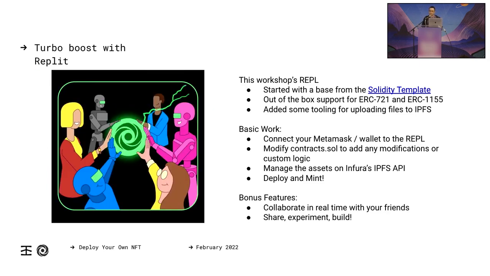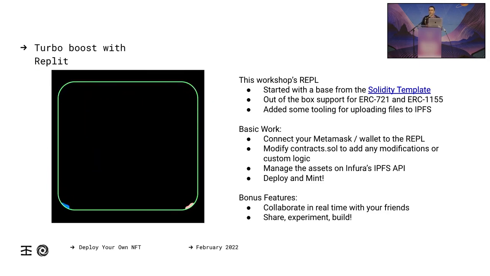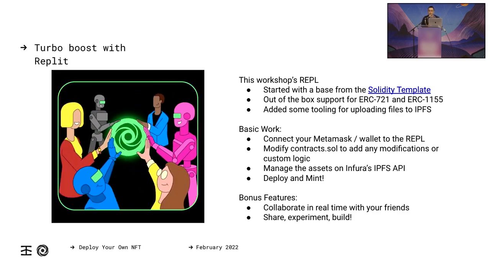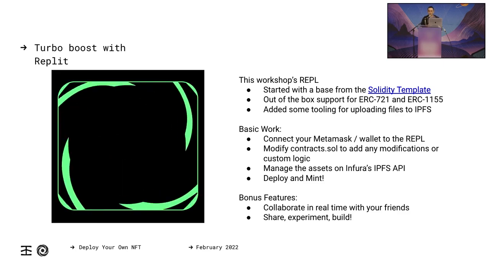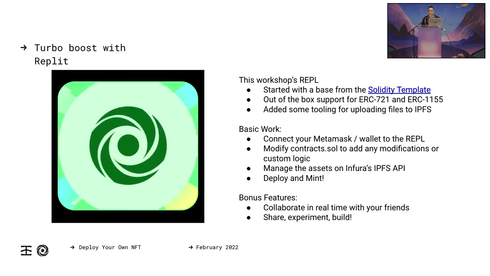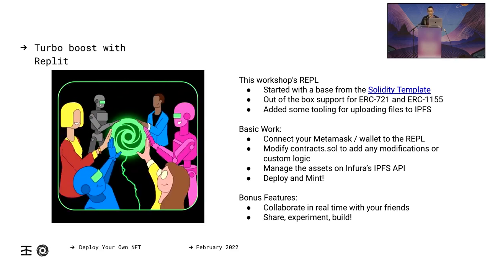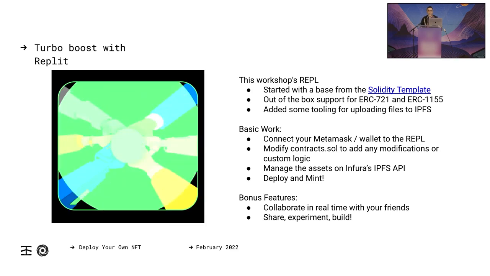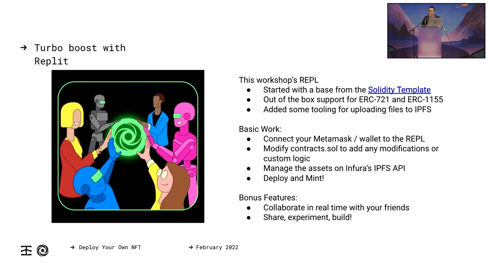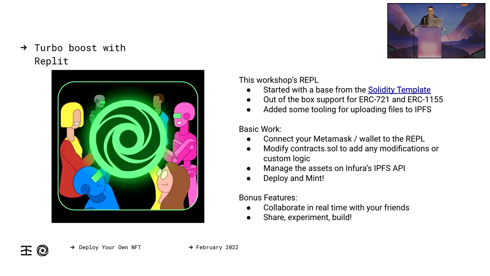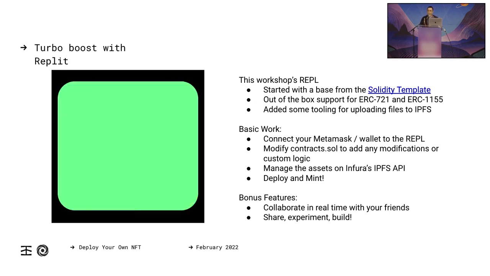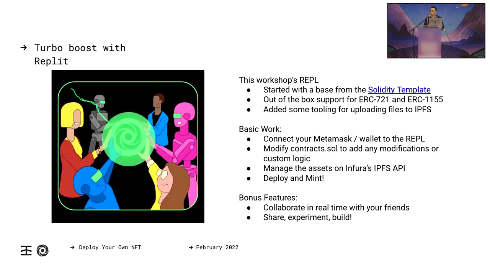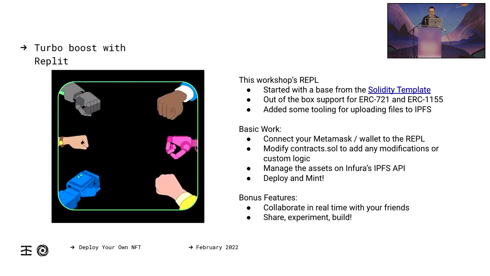We'll start from that general Solidity template. I've added some tooling for IPFS and some integration with Infura so that if you wanted to play with it, all of these tools that I'm doing today are out of the box. The basic work around this is you connect the REPL with your MetaMask wallet. You modify the contract Solidity file with any custom logic, anything you want to do there. Manage the assets on Infura's IPFS API, and then deploy and mint. It's pretty easy. And then if you're working on a team, you can share the URL of your REPL, and you can collaborate all in real time.